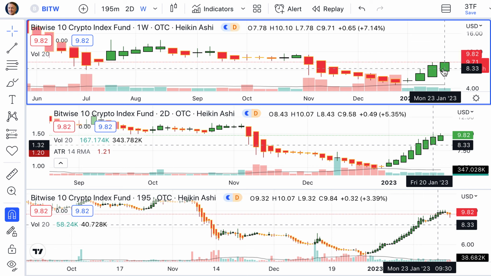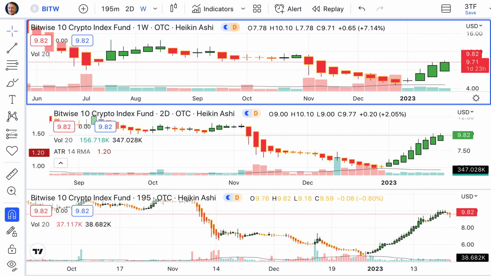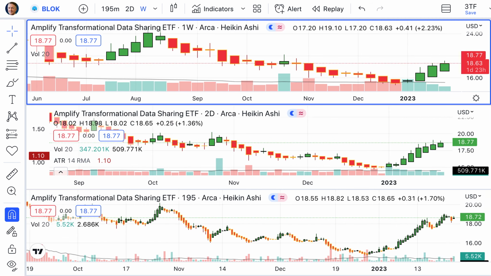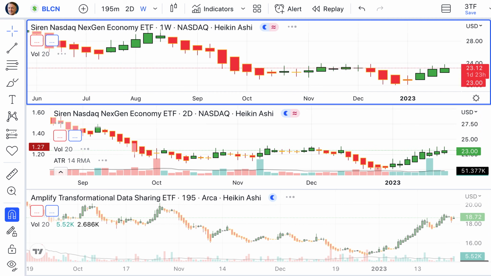Remember, the big mover is what? Big mover is always Bitcoin. When Bitcoin's doing well, most everybody's doing well. There's always going to be some outliers there. But as you look in the crypto space, even in the various crypto-related ETFs, such as this one, Amplified Transformational Data Sharing ETF, you can see it too has been going up nicely over the last 3 weeks.